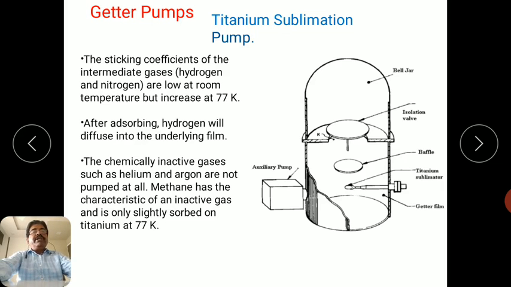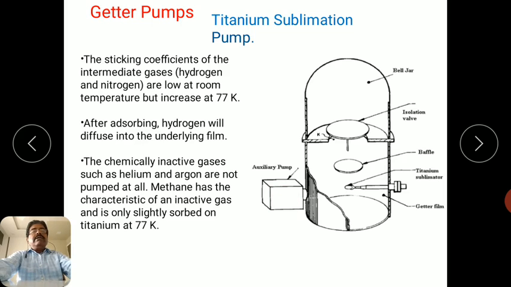This is a limitation, and that is why we need an auxiliary pump. I will tell you why we need this auxiliary pump. In order to pump these inactive gases, the titanium sublimation pump is not able to pump these molecules. Therefore, we need an auxiliary pump, such as a sputter ion pump, which we are going to study later on. That is the function of the auxiliary pump.